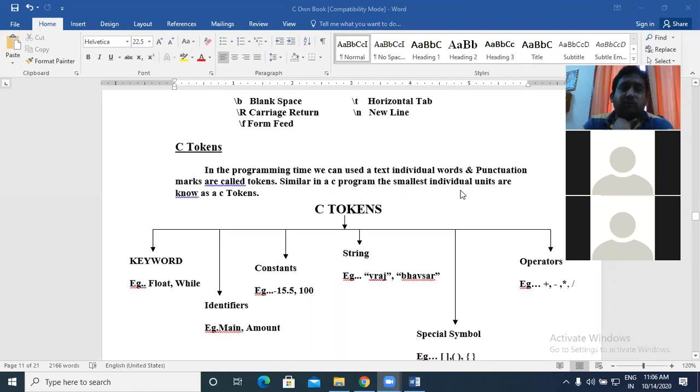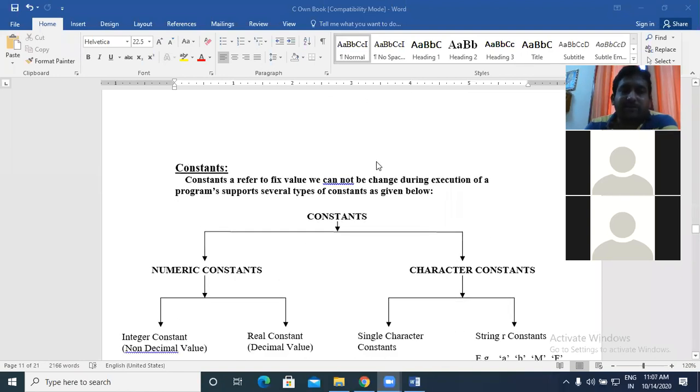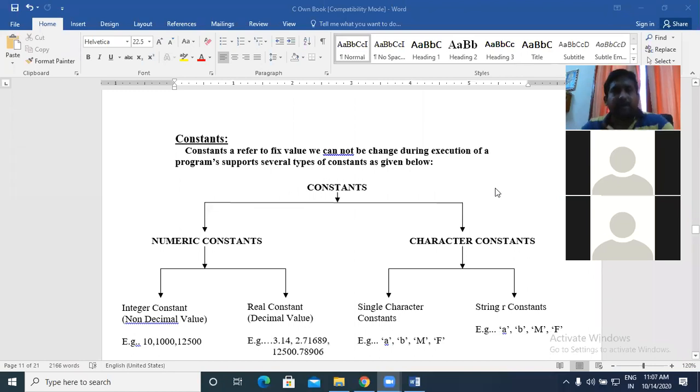In today's lecture, we discuss data types. Before data types, we check constants. Constants refer to fixed values that cannot be changed during the execution of a program. There are several types of constants, as given below. In the C programming language, many kinds of constants are there, useful for different purposes in preparing our program.